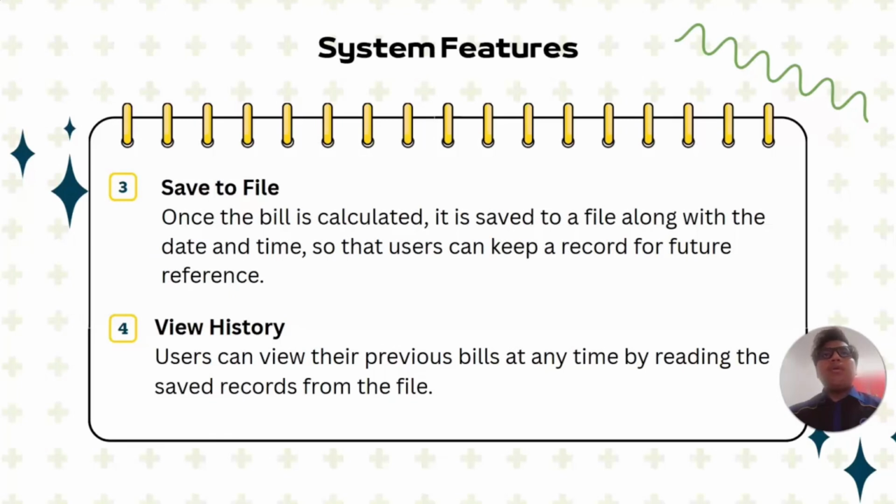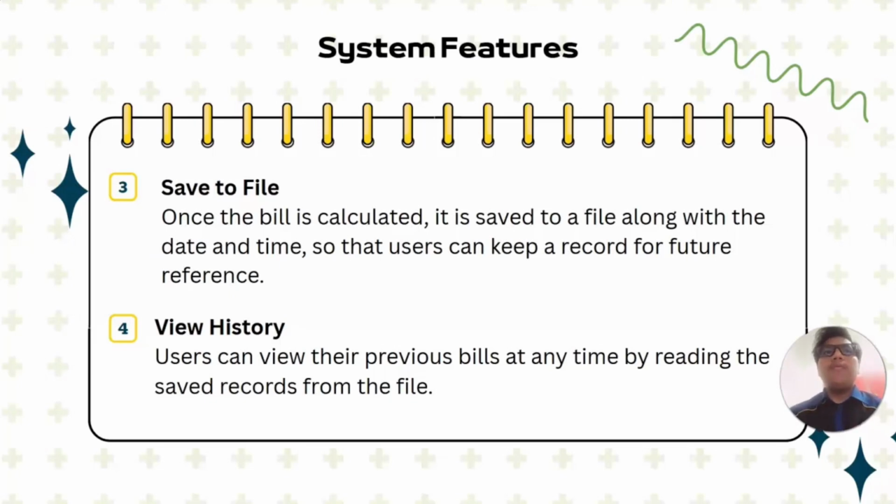Okay, the next point is save to file. Once the bill is calculated, it is saved to a file along with the date and time so that users can keep a record for future reference. The file is like a receipt, and users can refer to it whenever they need to check their previous mobile usage or payment amounts. This feature is made possible using file handling in the C programming language.